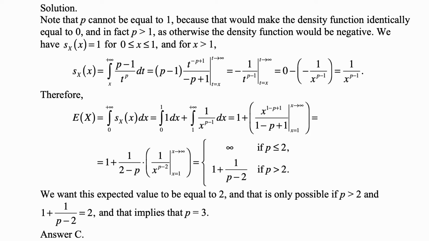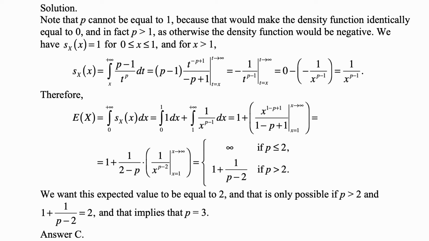And for x more than 1, the survival function is the integral from x to plus infinity of p minus 1 over t to the power p dt. I change the variable to t so that we can do the calculation for that x. Anyway, that's equal to p minus 1, a constant in front, and then t to the minus p plus 1 over minus p plus 1. That's the function whose derivative we see under the integral. And we evaluate from t equal to x to t going to infinity.